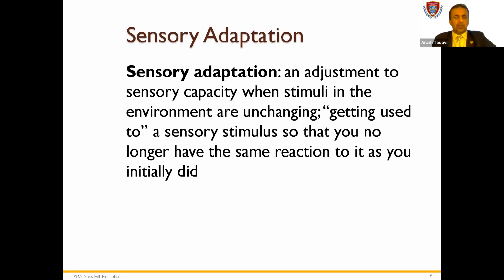And sensory adaptation: an adjustment to sensory capacity when stimuli in the environment are unchanging, getting used to a sensory stimulus so that you no longer have the same reaction to it as you initially did. What does it mean? Except for pain receptors, because receiving and detecting pain is a vital sign. When you have pain, you need to do something. Pain is a call to action.